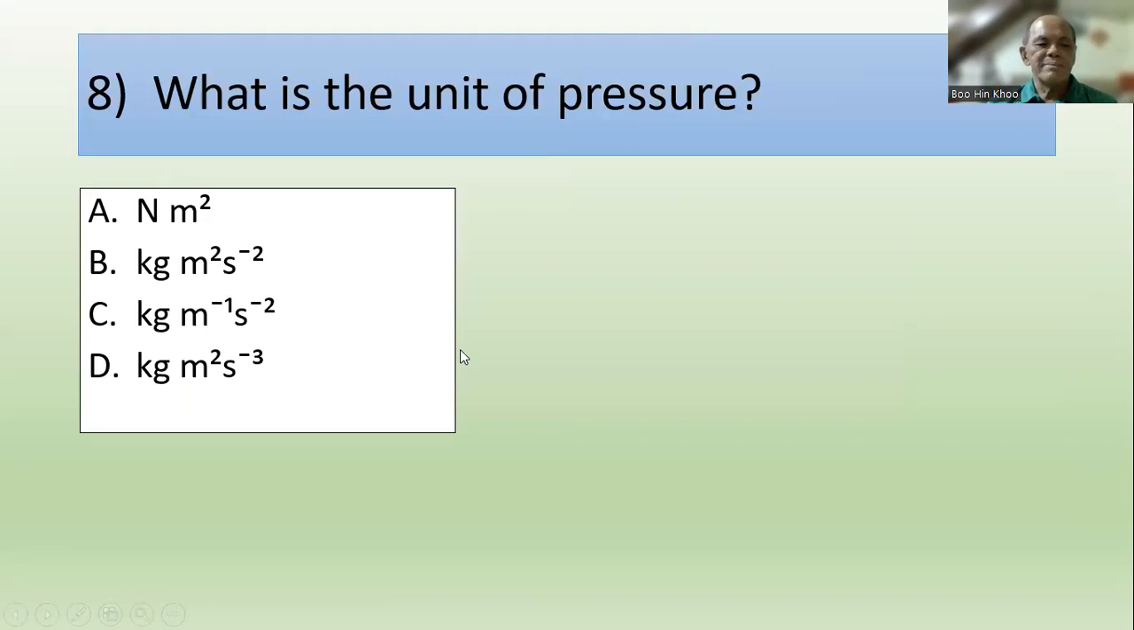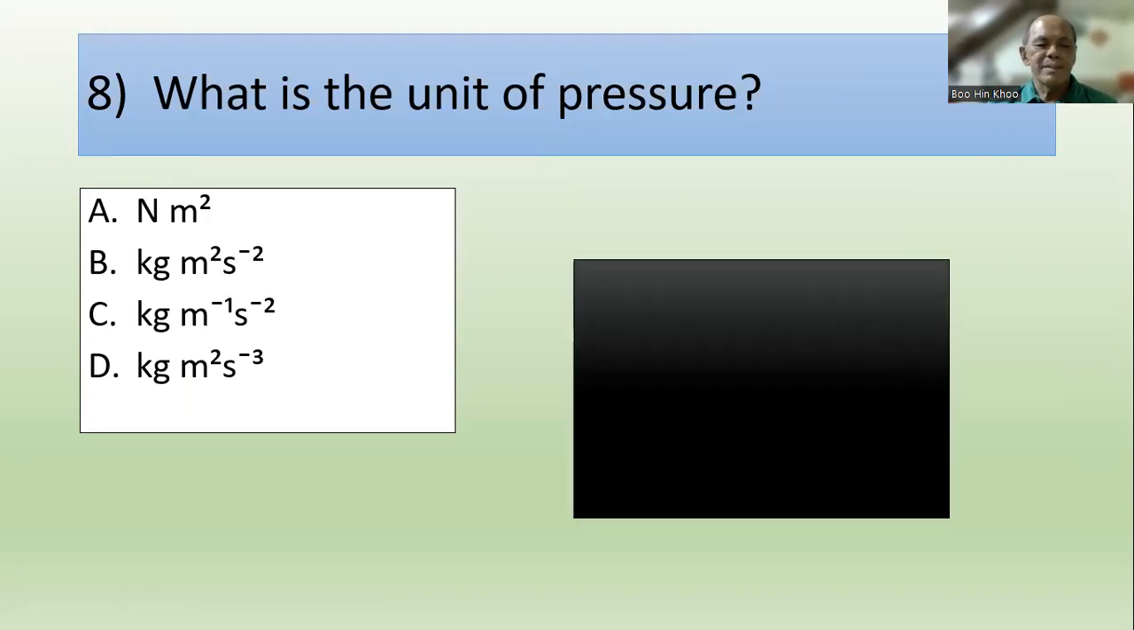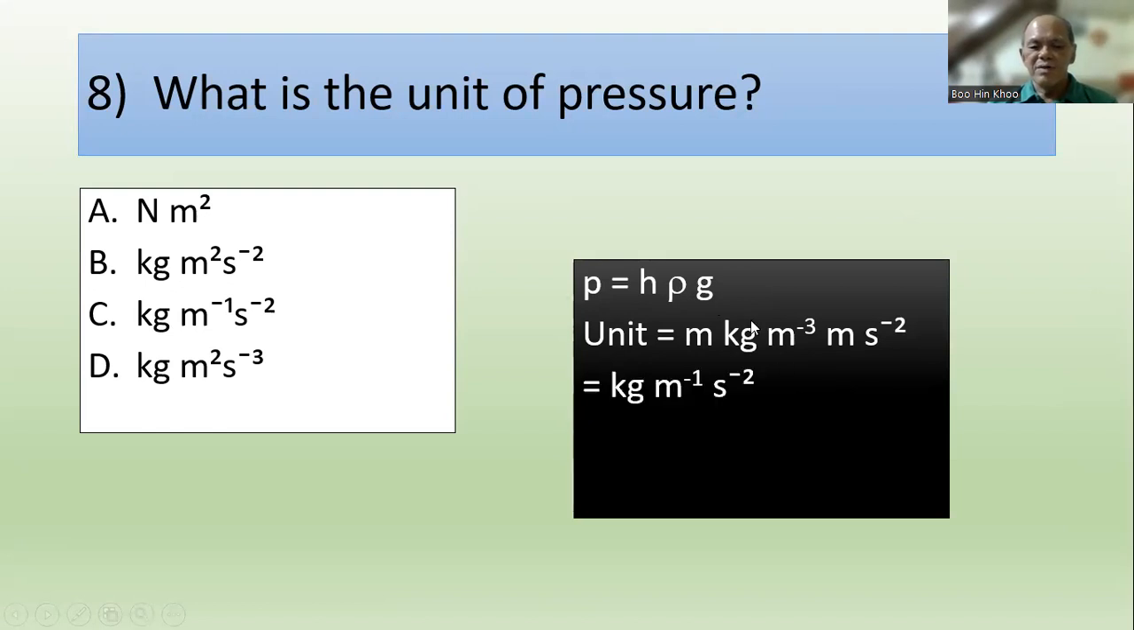What's the unit of pressure? You cannot memorize it, so derive it. Using the formula H rho g, or any formula that you want to use. H is in meter. Density is kilogram meter minus 3. G is acceleration, meter s minus 2. So simplify it. We get kilogram, this one is 1, this one is 1. We still get meter minus 1, then s minus 2. Answer is C.